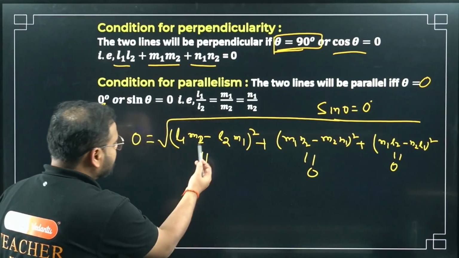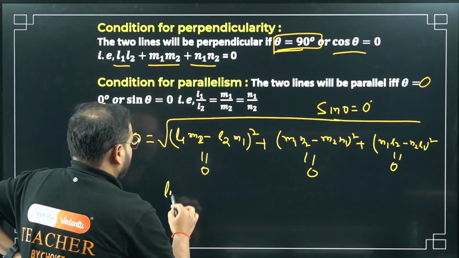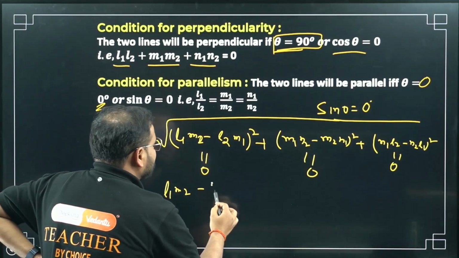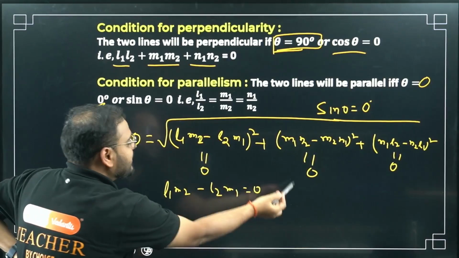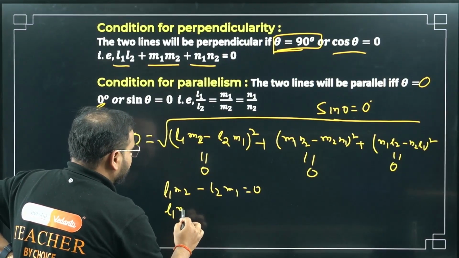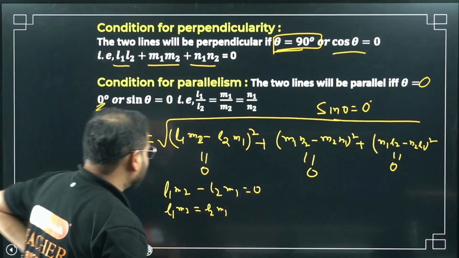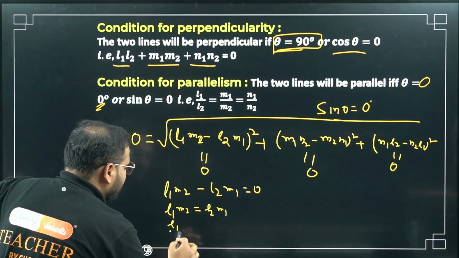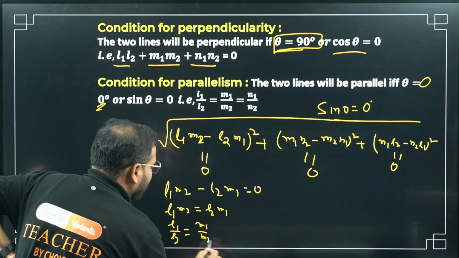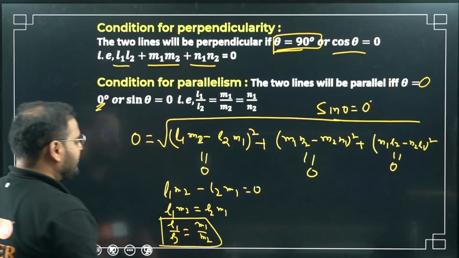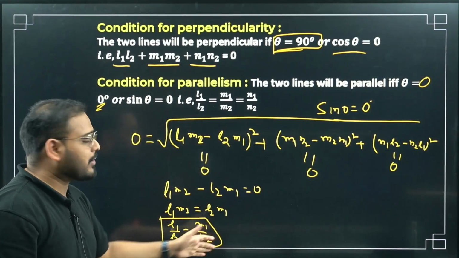Correct? So if you check here, l1 m2 minus l2 m1 equal to 0 means what? Please check. l1 m2 minus l2 m1 equals 0. I'll bring that to that side. Please check. l1 m2 equals l2 m1. I'll bring l1 on one side and m1 on the other side. So l2 will come here, so l1 by l2, and m2 will go there, so m1 by m2. Correct? So using the first square, I'm getting l1 by l2 equal to m1 by m2.